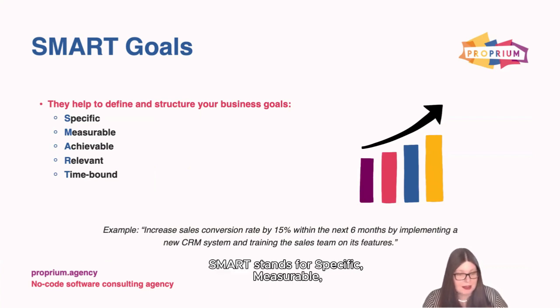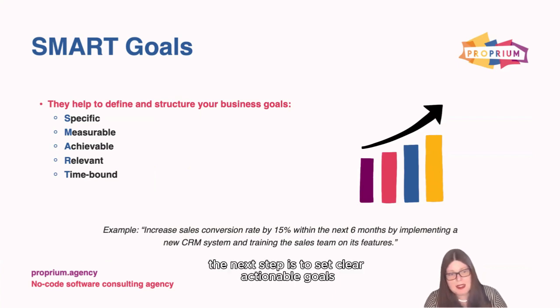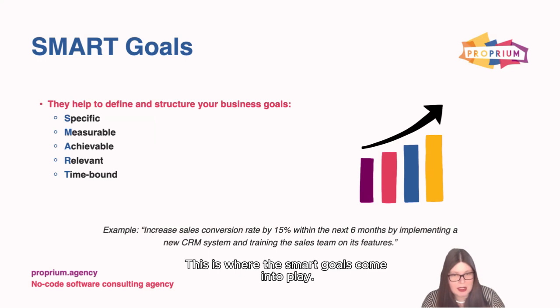And SMART stands for specific, measurable, achievable, relevant, and time-bound. Once you understand the challenges and opportunities revealed in your SWOT analysis, the next step is to set clear, actionable goals to address them. So this is where the SMART goals come into play.